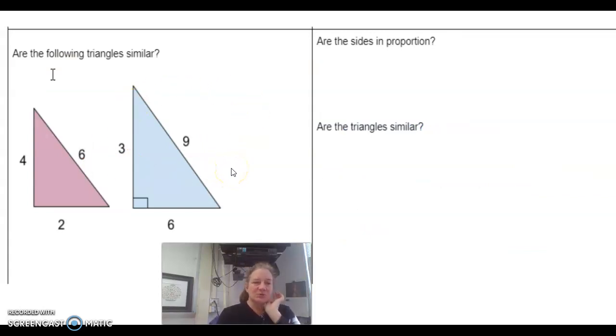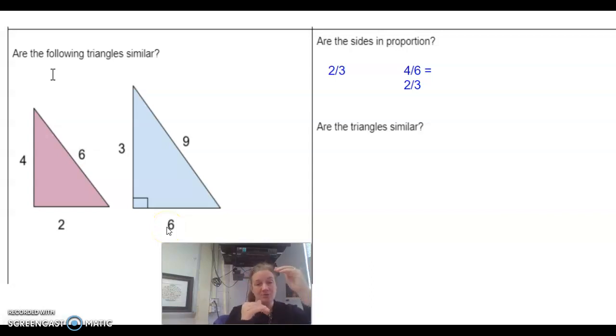So now we're going to look at this one. Let's see if these are similar. So I have a purple triangle and I have a blue triangle. Are the sides in proportion? Well, let's see. I take the smallest side on my purple triangle, which is 2, and the smallest side on my blue triangle, which is 3. So I've got 2/3. Now I do it with the middle sides. The middle side on the purple triangle is 4. The middle side here is 6. Doesn't matter where it looks physically, you're going by value.